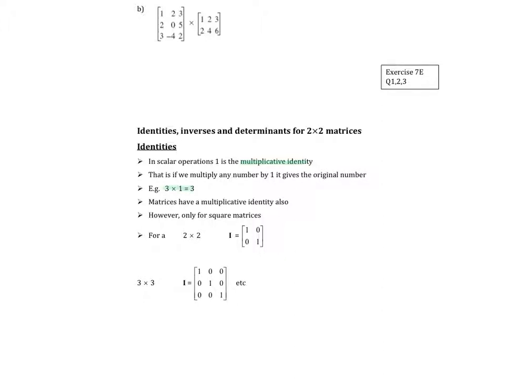All right. Matrices also have a multiplicative identity. However, we can only work out that identity if our matrix is square. By square, I mean it's a 2 by 2, 3 by 3, 4 by 4. Now, for us, you'll be pleased to know we only really ever work with 2 by 2, occasionally 3 by 3. But if we have a 3 by 3, we'll often use a calculator.